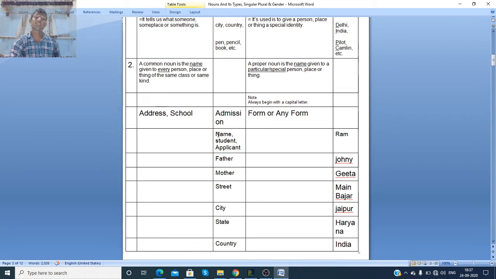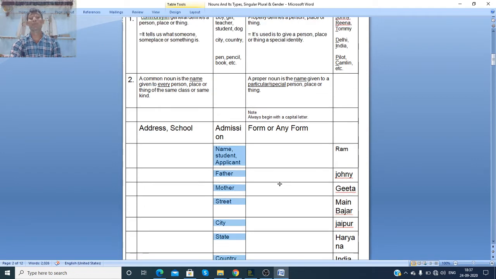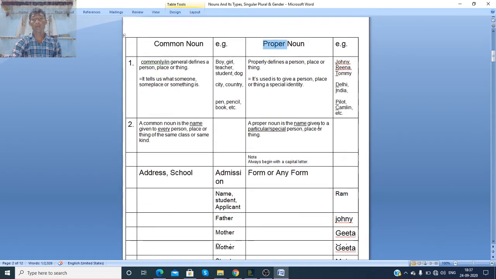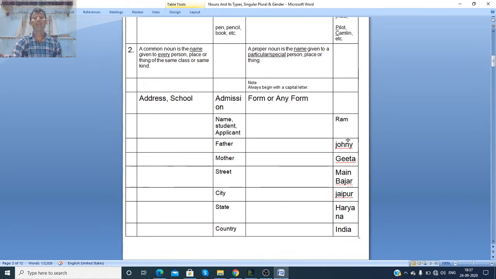But these are the words that you will find on every letter, no matter how many have been printed till now. And this is the particular information. So this is the difference between proper noun and common noun. If we haven't given this information, how can a letter reach a person if the address isn't proper? If the address isn't proper, how can a letter reach a particular person?